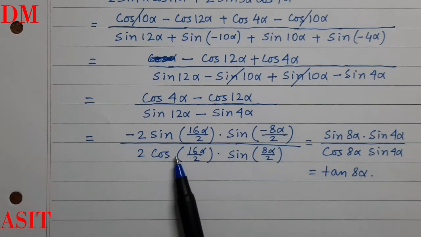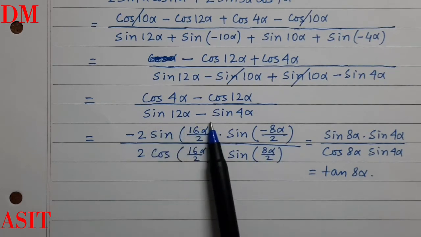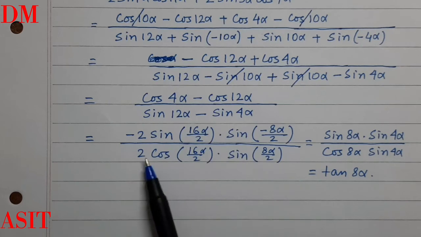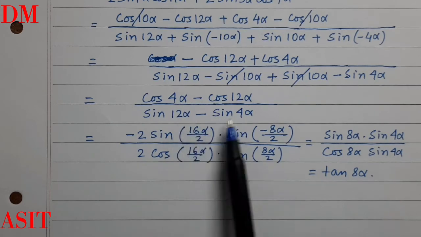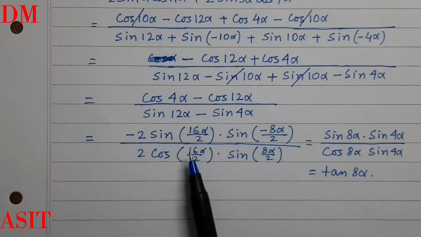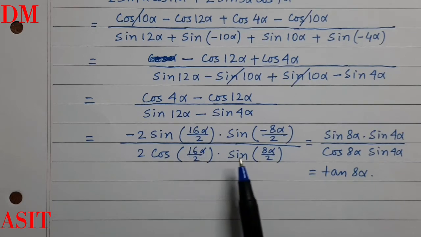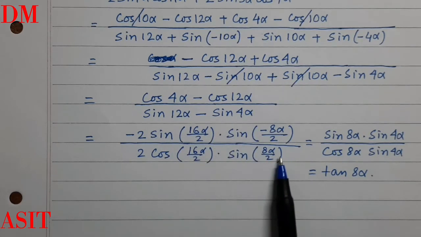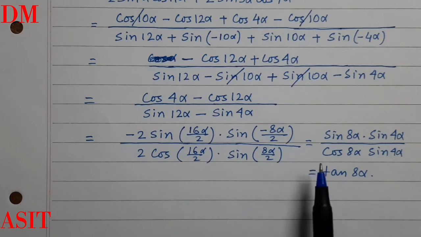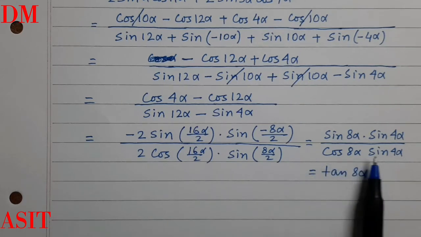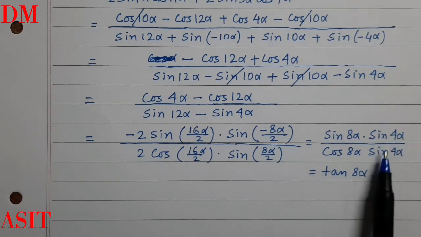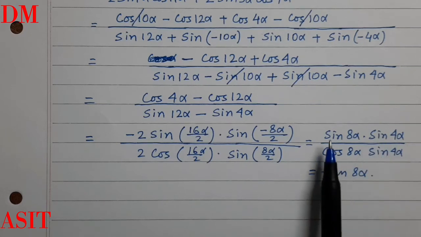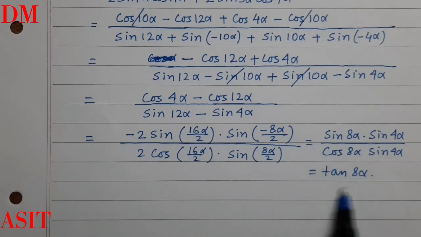Now we can apply the formula here also, sin 12 alpha minus sin 4 alpha. The formula is 2 cos (summation by 2), that is 16 alpha by 2, into sin (difference by 2), that is (12 alpha minus 4 alpha) by 2. So therefore it will become cos 8 alpha into sin 4 alpha. Now we can cancel out sin 4 alpha. So it will be sin 8 alpha by cos 8 alpha, that is tan 8 alpha. Hence proved.